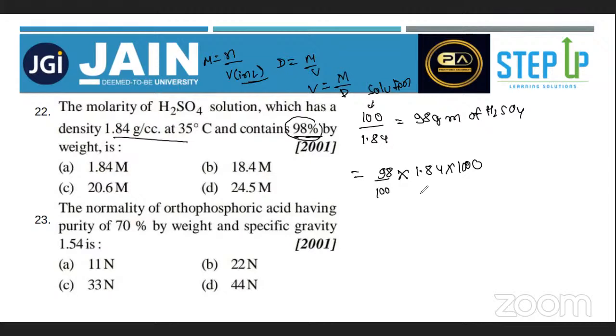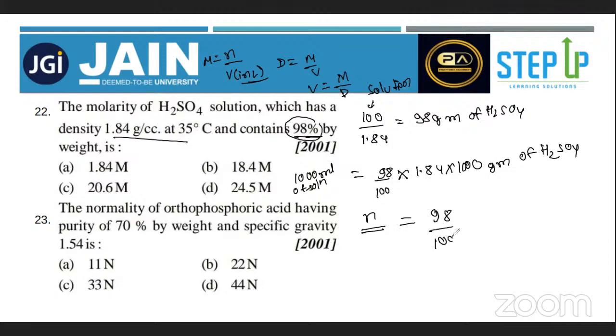This much gram, but I have to convert this. So this is this much gram of H2SO4. This is the mass, in what? This is in 1000 ml of solution. Now to convert this into number of moles, I'll divide it by its mass.